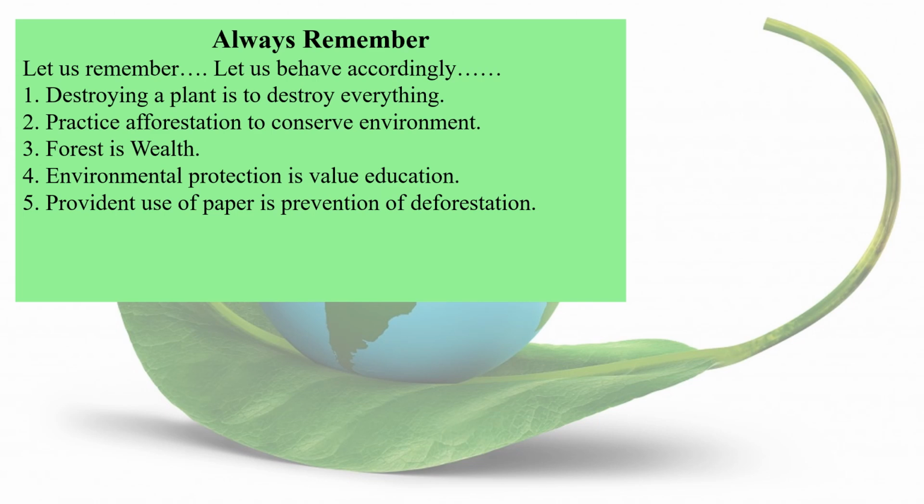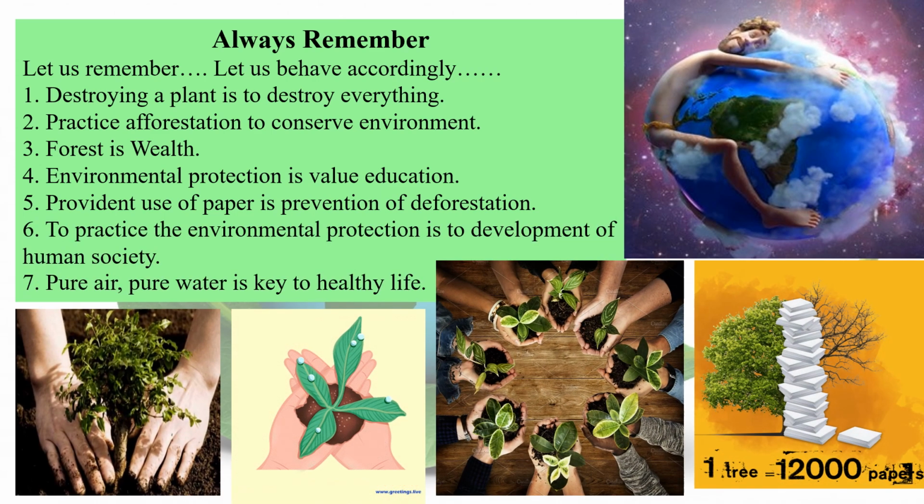अगर हम लोग पेपर का सही इस्तेमाल करेंगे तो इससे भी क्या होगा, हमारा environment preserve होगा, because पेपर किससे बनता है, ट्रीज से बनता है. एक ट्री से 12,000 पेजेस बनते हैं, पेपर्स बनते हैं. ठीक है, so it is very important for us to save and use the papers also carefully. To practice the environmental protection is the development of human society. Pure air, pure water is the key to a healthy life. Everybody knows this. So it is very important for us to always see to it that you plant more and more trees whenever it is possible, because if you plant trees you are going to save our planet, you are going to help the environment.